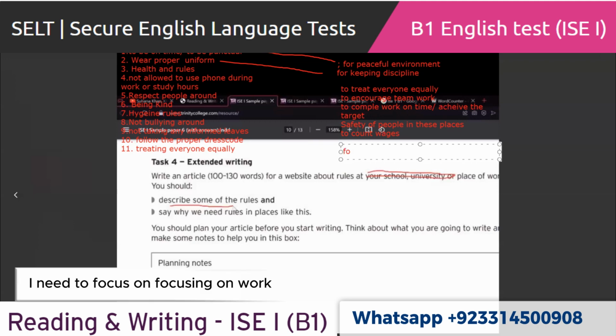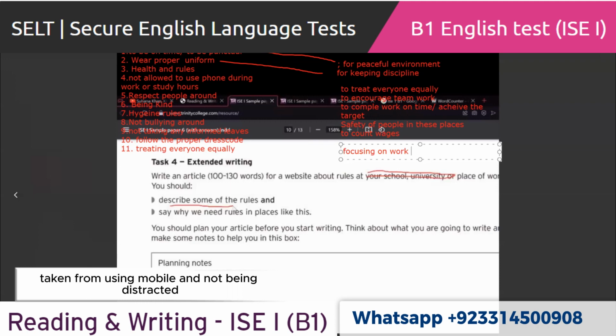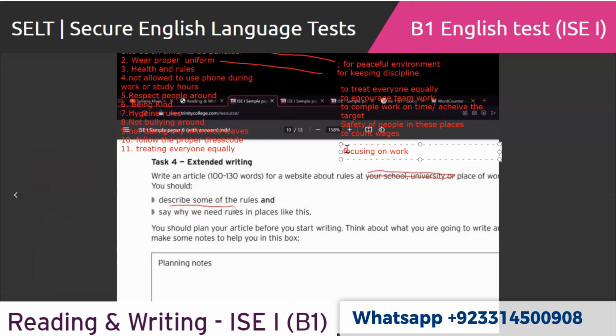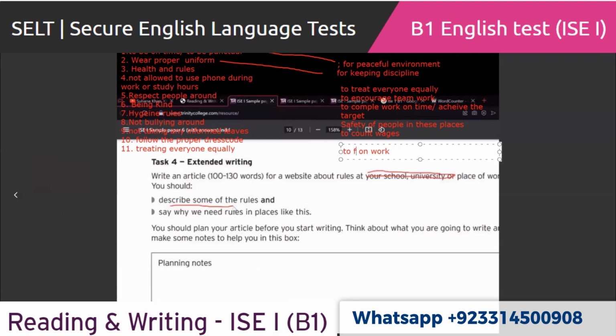Focusing on work. This is the point that I have taken from using mobile phones and not being distracted. These rules are important for focusing on work. You can also say to focus on work.